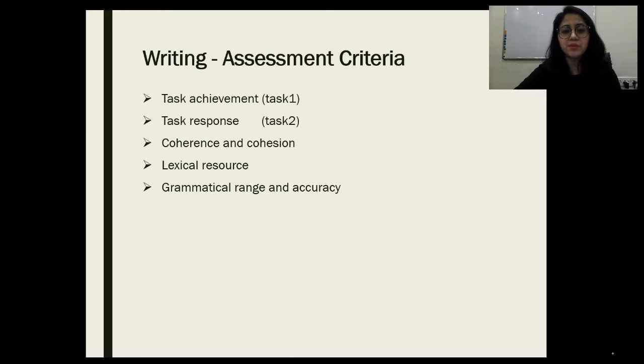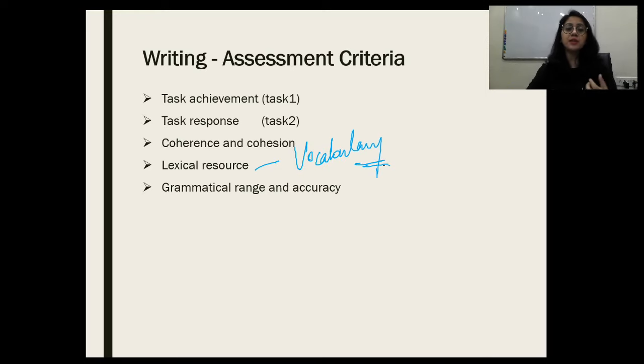Now, it's very important to understand here, when we are talking about these things, we are talking about the vocabulary, the task achievement, task response, coherence and cohesion, grammatical range and accuracy. You need to understand that if you concentrate on these properly, it is going to help you achieve a higher band score in IELTS.